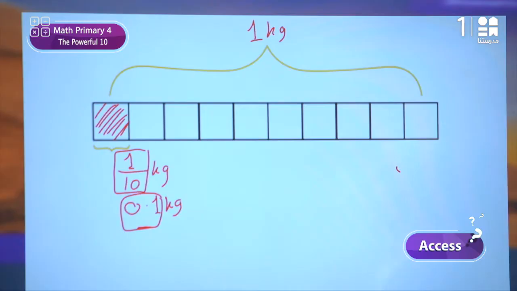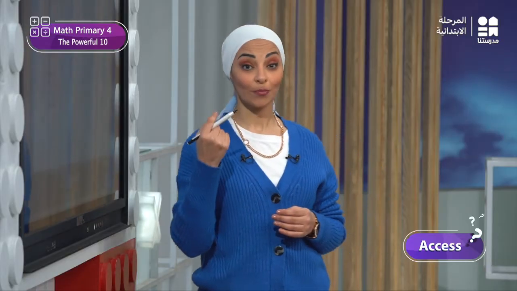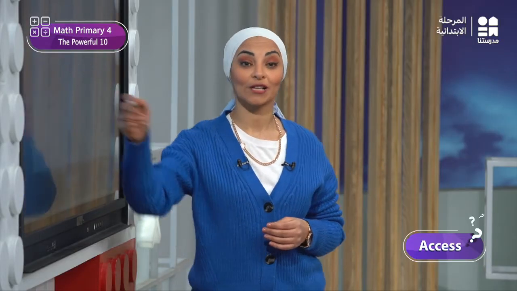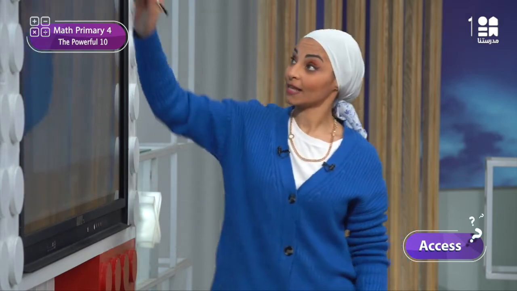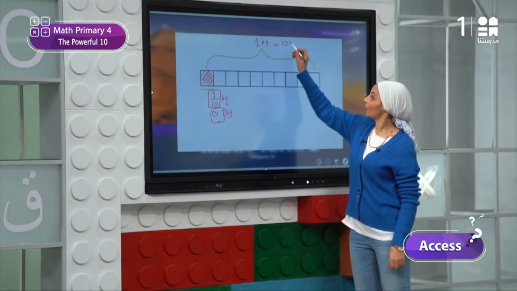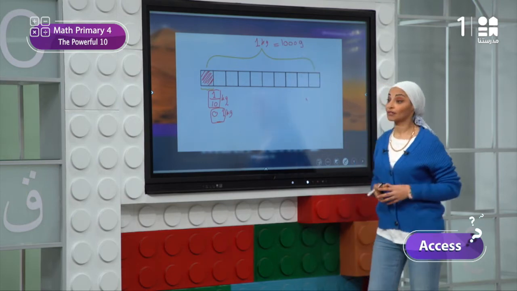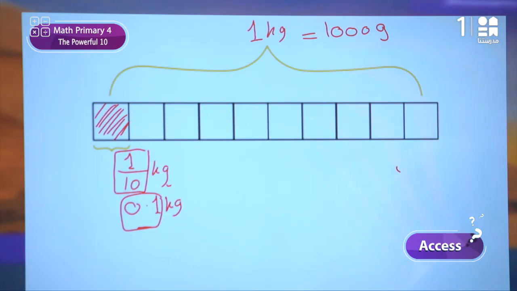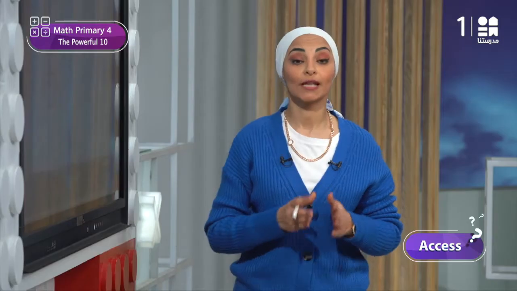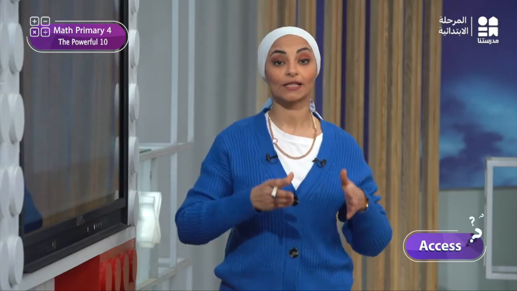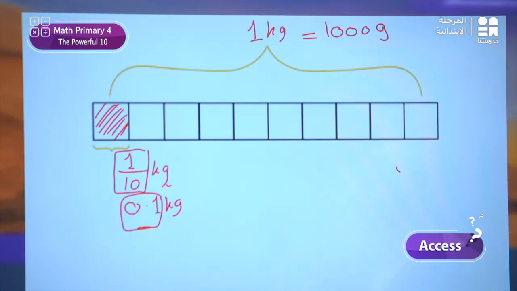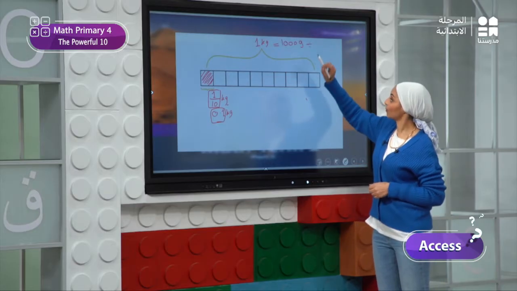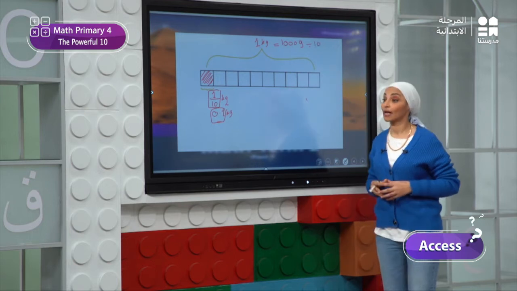All right, now, can you find out how many grams of rice are in 1 cup? If I want to calculate how many grams I have, we know that 1 kilogram equals what? Yes, 1 kilogram equals 1,000 grams. Because we divided the kilo into 10 cups, I am doing 1,000 divided by 10.